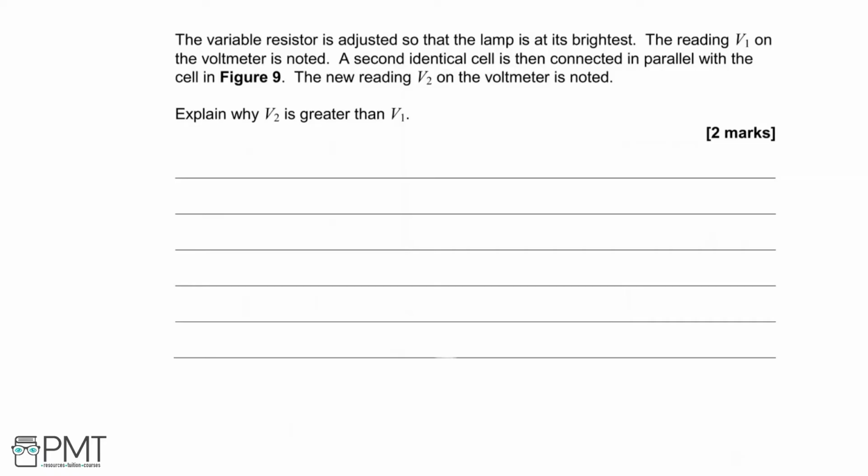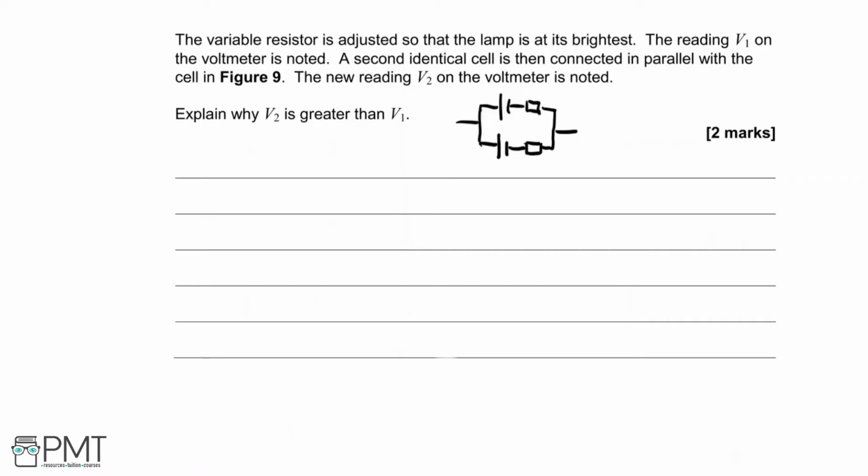Now, I would annotate the diagram in figure 9, but it's going to get a little bit messy. So what I'll do is I'll draw a separate diagram in this answer space just to explain the effect of adding another cell in parallel. Now you can see there I've drawn two practical cells, each with an EMF and an internal resistance. And as you can see, those resistances are going to be in parallel with each other as well. And what we know about resistance when we put resistors in parallel is that actually the overall resistance is reduced, and it's going to be lower than just one of those resistances.